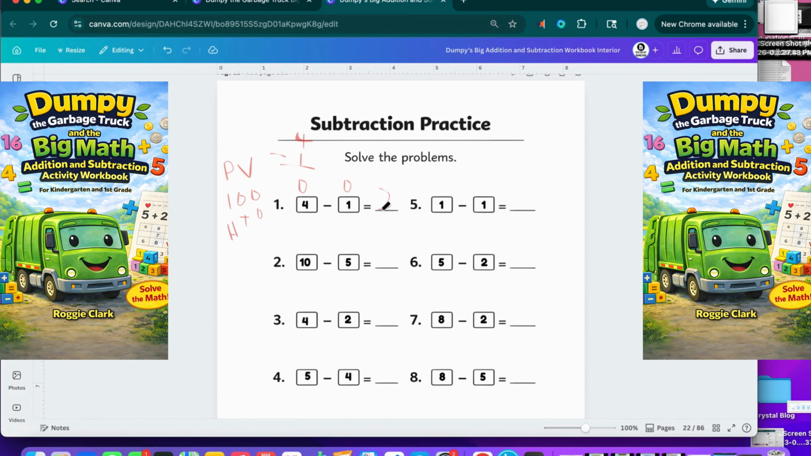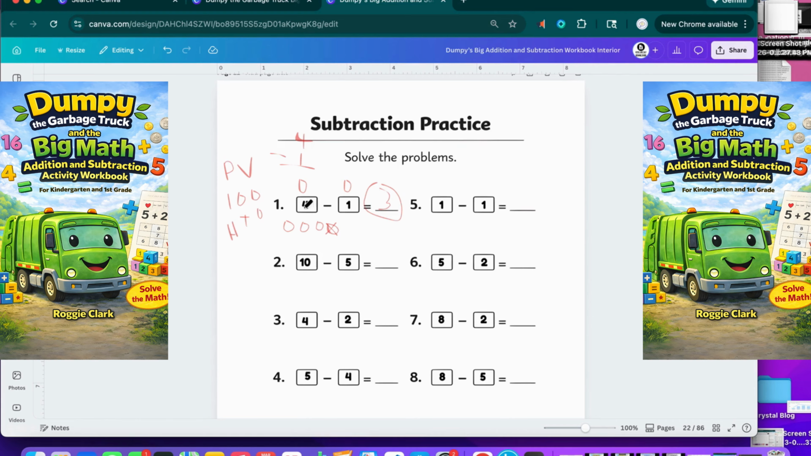Now, again, there are other ways to do that. We could have just drawn 4 circles. And if we're subtracting 1, then we could just X out one of the circles and see what we have left. So we got 3. So that's again how we can get our answer of 3. Okay, so that's how I would teach it.